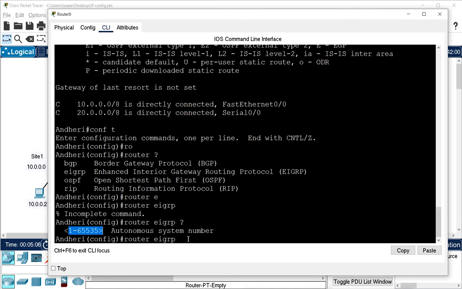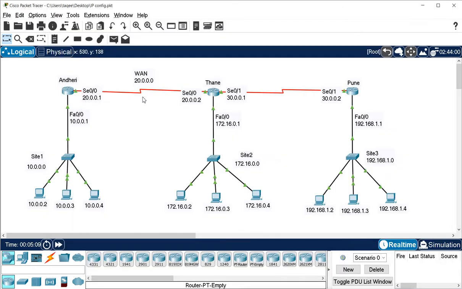This we have to mention the same on all the routers we configure for this routing domain. If I configure EIGRP on this routing domain, I have to make sure that I give the same number on all the routers. If I give a different autonomous number on any other router, it will be considered as another routing domain, another autonomous system number.